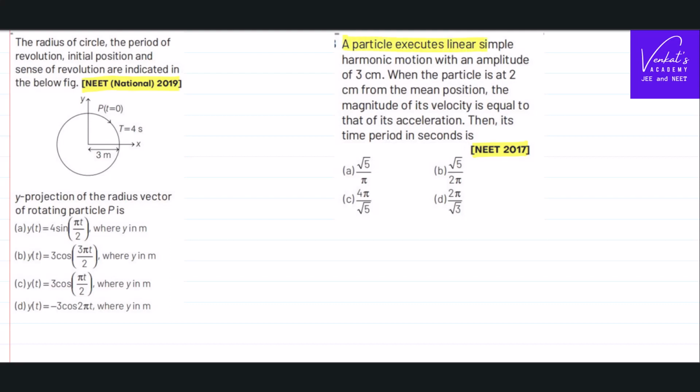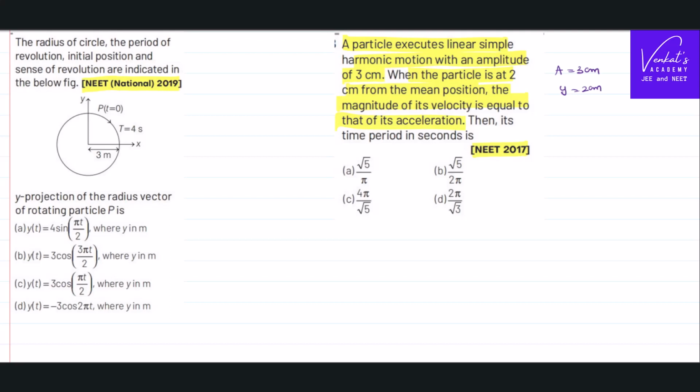A particle executes linear simple harmonic motion with an amplitude of 3 centimeters. So let's write down the data given for us. Amplitude is given to us as 3 centimeters. When the particle is at 2 centimeters from the mean position, that means to say its displacement is 2 centimeters, the magnitude of its velocity is equal to the acceleration.